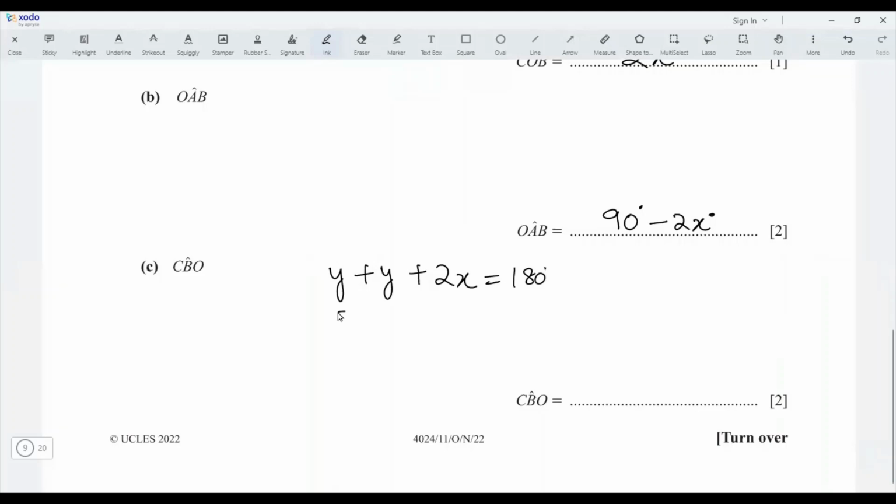So y plus y is 2y. Bringing that 2x onto the other side, it will be 180 minus 2x. So taking 2 as common, 90 minus x, and dividing by 2 because we want to find y, not 2y. So I've divided by that 2 and taken 2 common simultaneously. So this 2 and this 2 will cancel. Sorry, it will be just x, not 2x. It will be x because we have taken 2 as common. So the answer will be 90 minus x. This is the simplified answer for angle CBO.